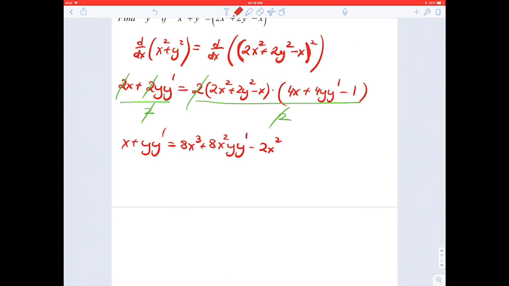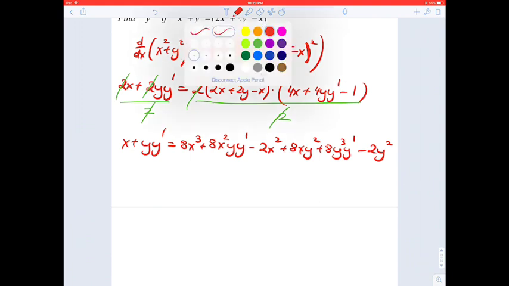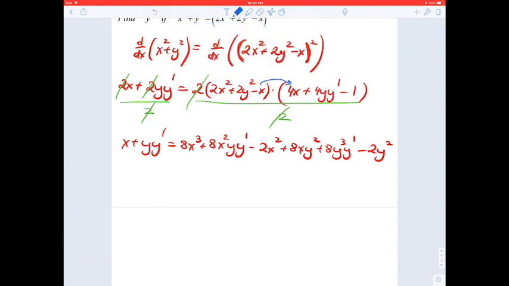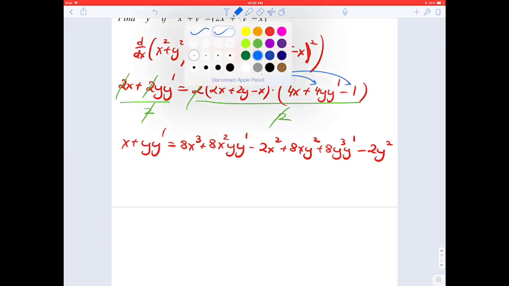Okay, now I will distribute this one, and I will multiply by each term. 2y squared times 4x is 8xy squared. 2y squared times 4y, y prime is 8y cubed y prime, and 2y squared times negative 1, just negative 2y squared. And then I will distribute negative x times this, this, and this.